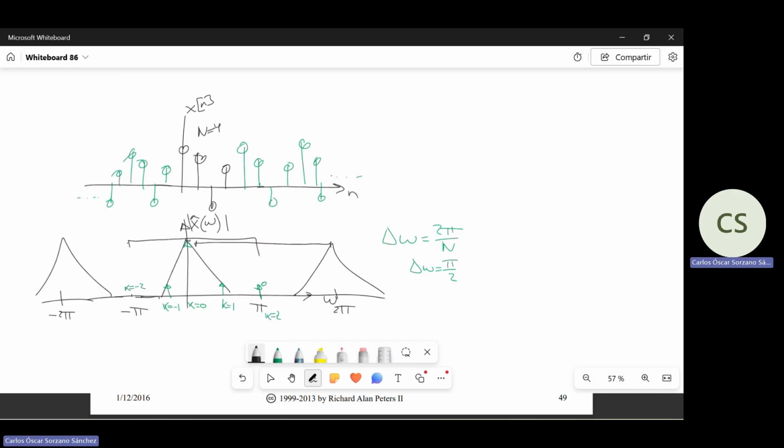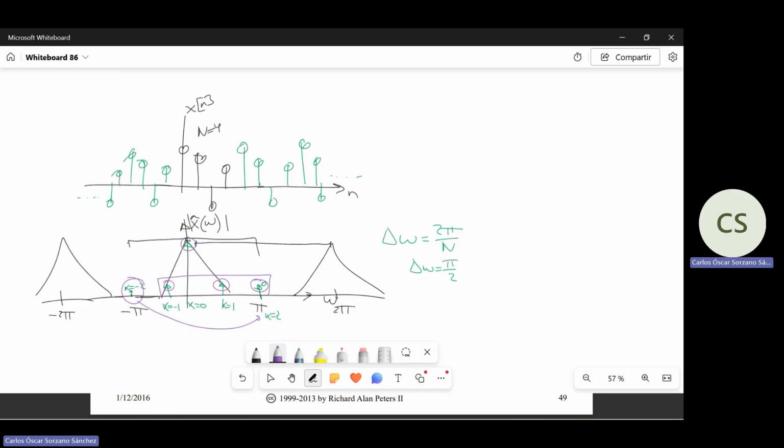For us, zeros are somehow there. But we know that these two are the same. This is the same as this one, because this is at minus pi, this is at pi, and it has 2 pi periodicity. So these two samples are exactly the same. So we only need to keep one of them. So we only keep these 4, right? 1, 2, 3, and 4.